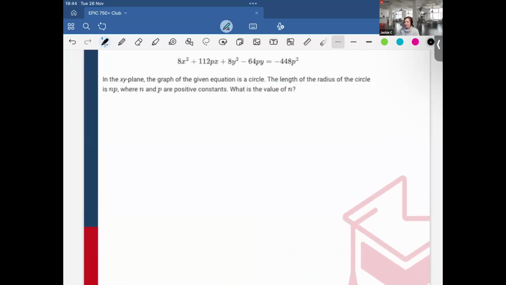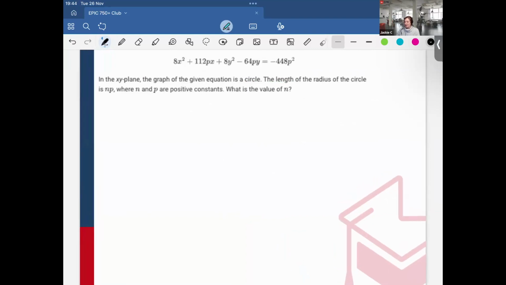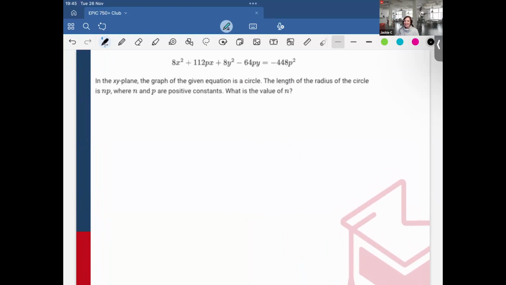Let's also circle back to a circle question. Okay, so circling back to circles. Here it says in the XY plane, the graph of the given equation is a circle. The length of the radius of the circle is np, what is the value of n? Okay, so this is just an advanced application of complete the square theory.